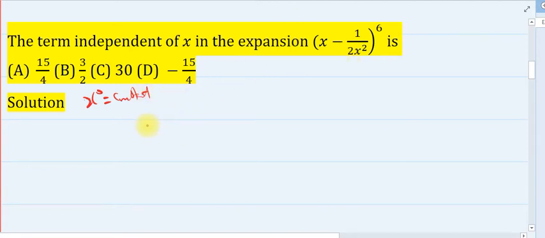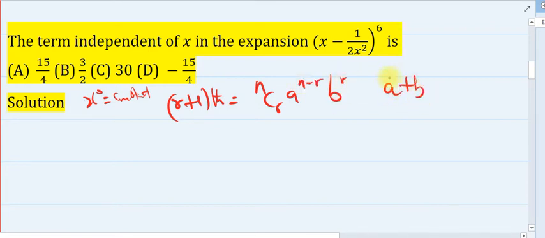So here, first of all, we don't know the particular term. Using our (r plus 1)th term formula, which is n combination r, a to the power n minus r, b to the power r, that's for the expansion of (a plus b) raised to power n. So we need to find r before we solve, because we don't know the particular term.